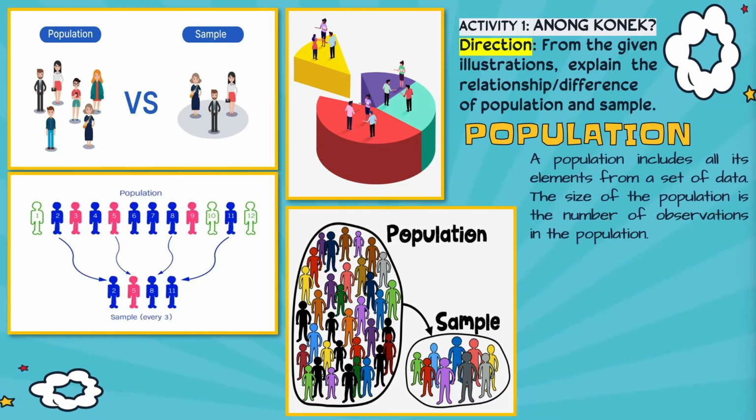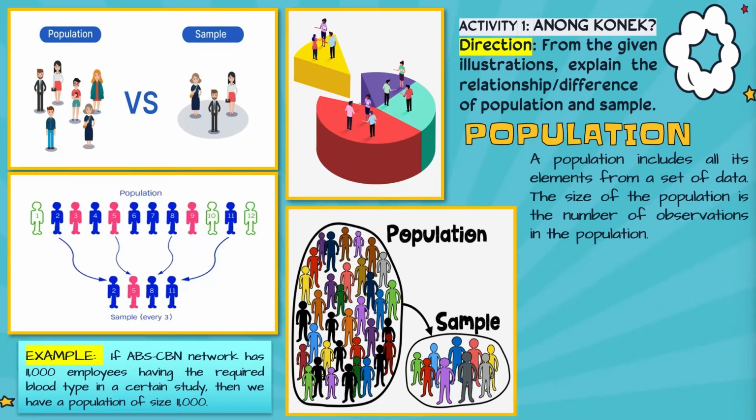Okay. So when we say population, class, it includes all of its elements from a set of data. The size of the population is the number of observations in the population. Okay, so for example, if ABS-CBN network has 11,000 employees having the required blood type in a certain study, then we can say we have a population size of 11,000 employees.